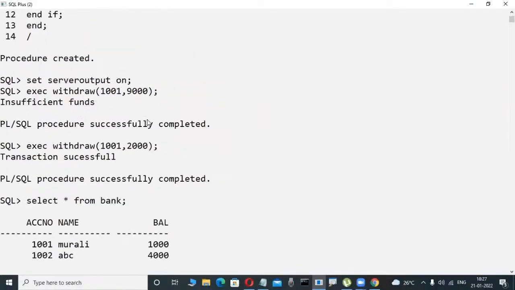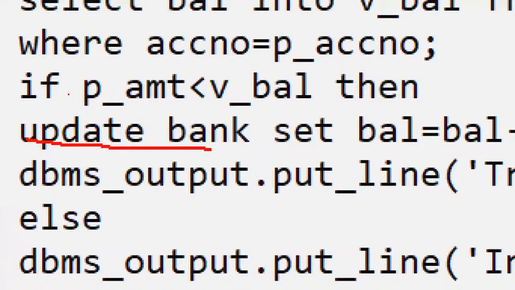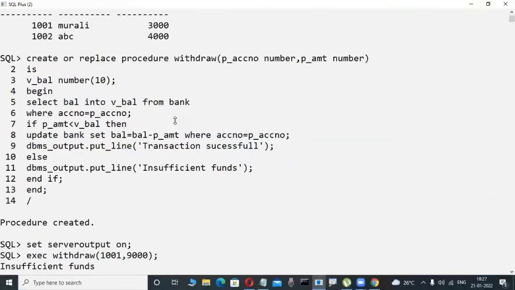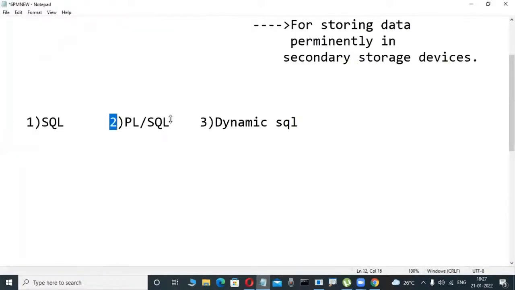You are a programmer, you are writing code with an update. Update is a SQL command only. The IF condition is a PLSQL command. That's why you need some language knowledge. Only with this type of PLSQL coding knowledge can you write real-time applications, OTP validations, bus ticket reservation, anything. So many applications are there, but a little bit of knowledge is required. Understood? Yes.